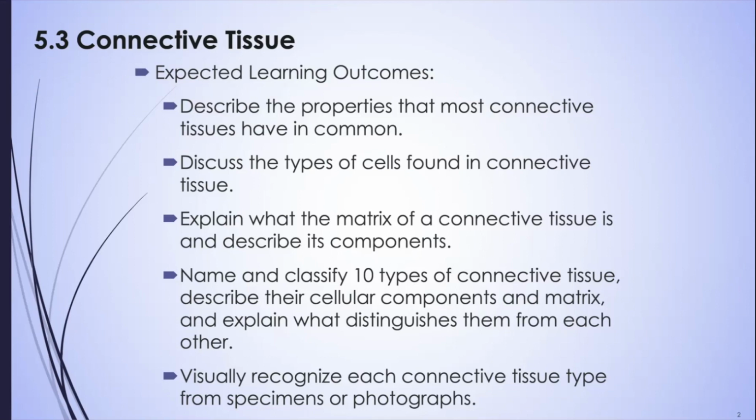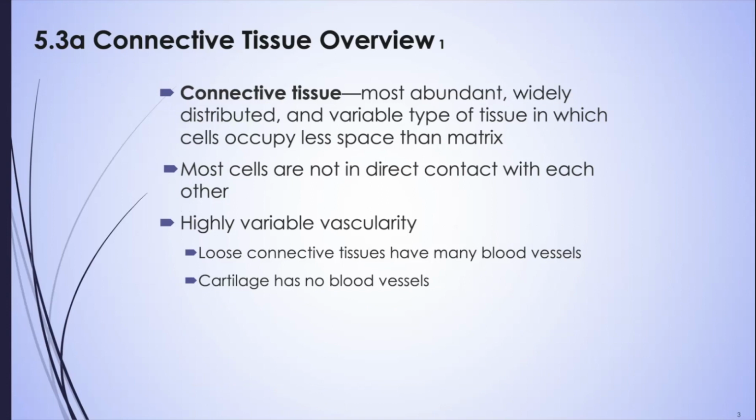You should be able to name and classify 10 types of connective tissue, describe their cellular components and their matrix, and explain what distinguishes them from each other. Visually, you should be able to recognize each connective tissue type from just looking at specimens or photographs. Let's get started. So first of all, what is connective tissue?